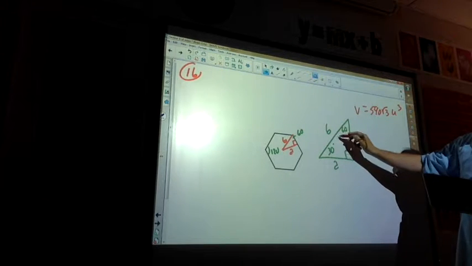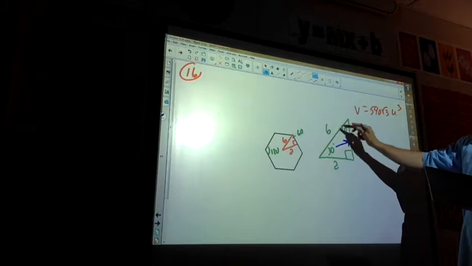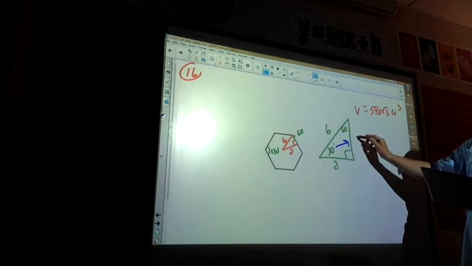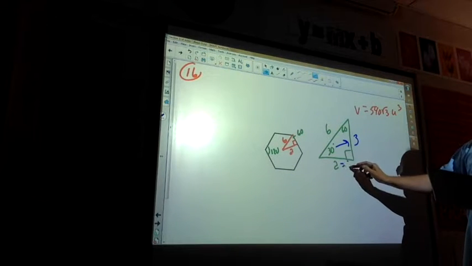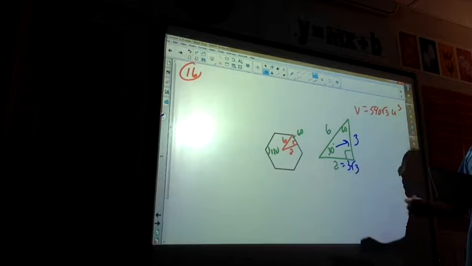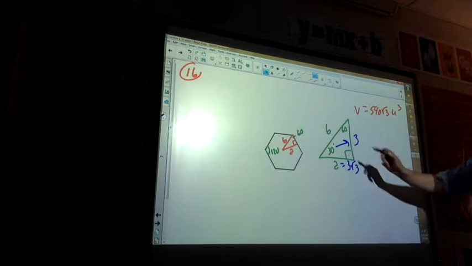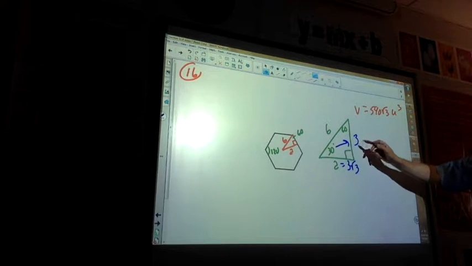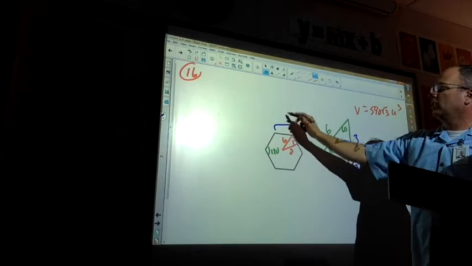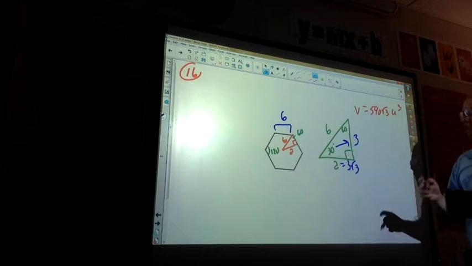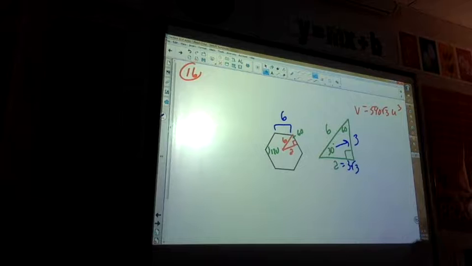So let's see. Opposite of 30 with relation to the hypotenuse, that has to be half. Wait, isn't it messed up? Wait, never mind. So opposite of 30 is 3. So that means that each side length has to be 6, and our apothem has to be 3 root 3.